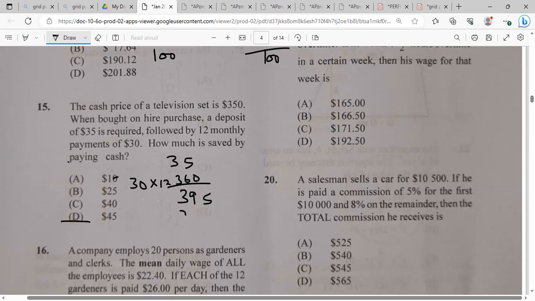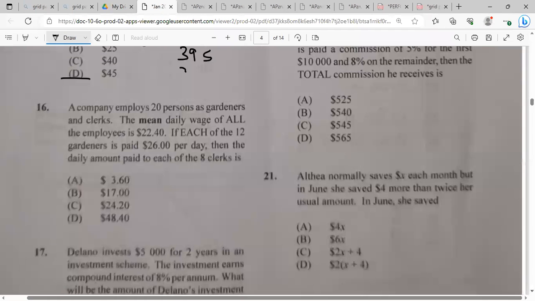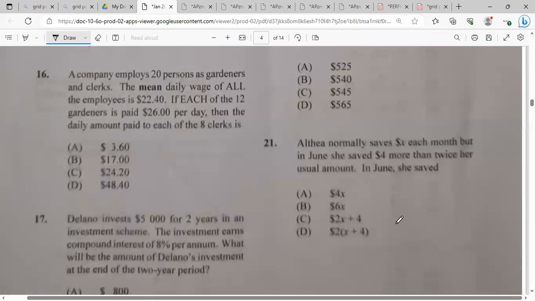Let's look at 16. A company employs 20 persons as gardeners and clerks. The mean daily wage of all the employees is $22.40. If each of the 12 gardeners is paid $26 per day, then find the daily amount paid to each of the 8 clerks. All right, so I have to work it out.